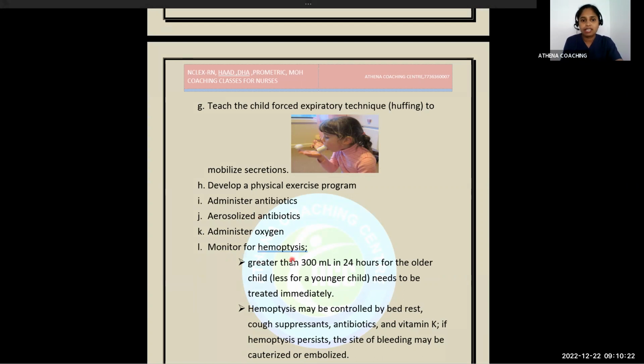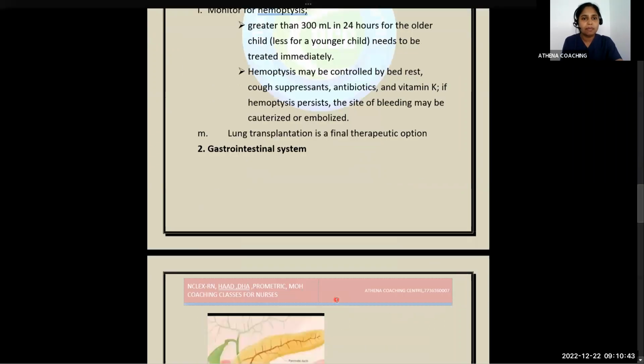And monitor hemoptysis. Okay, what is hemoptysis? It is blood tinged sputum. If it is greater than 300 ml in 24 hours for older children, that is lesser for younger children, and it needs to be treated immediately because that indicates an emergency situation. So this particular point is something very important.